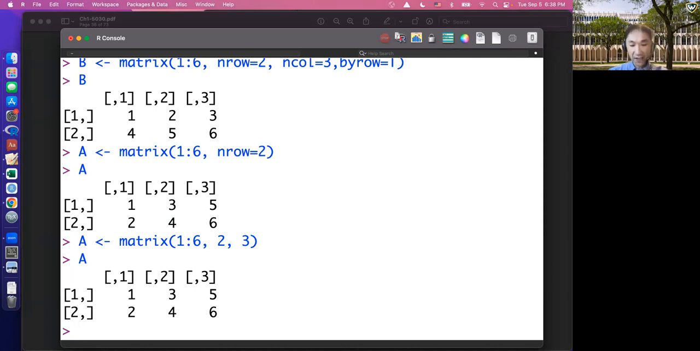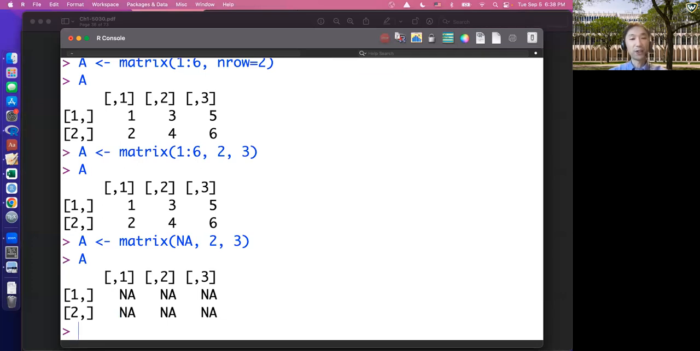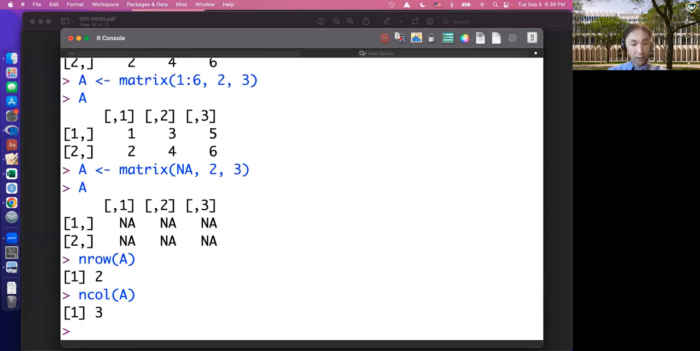It's safer to write nrow is equal to 2 and ncol is equal to 3. Yeah, and sometimes you want to make just a matrix with all NAs. So I usually generate this matrix. But yeah, you can do whatever you want. And often it's useful to know this function, the number of rows of A and number of columns of A. Especially for larger matrices, often you want to check the number of rows and the number of columns.